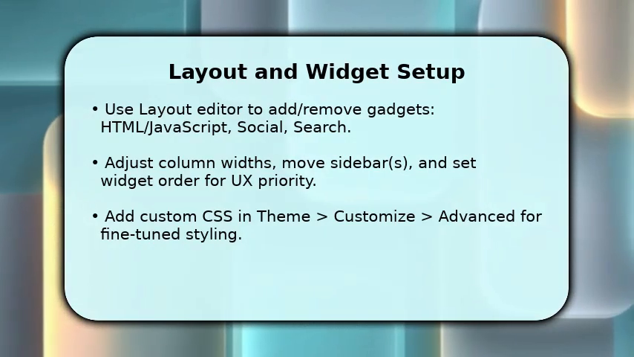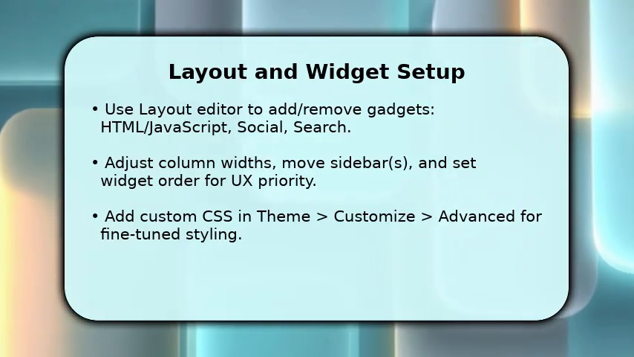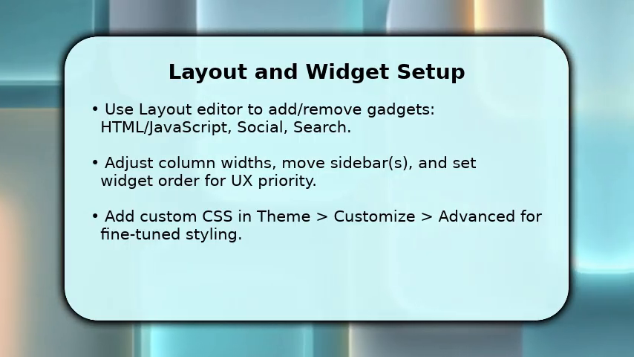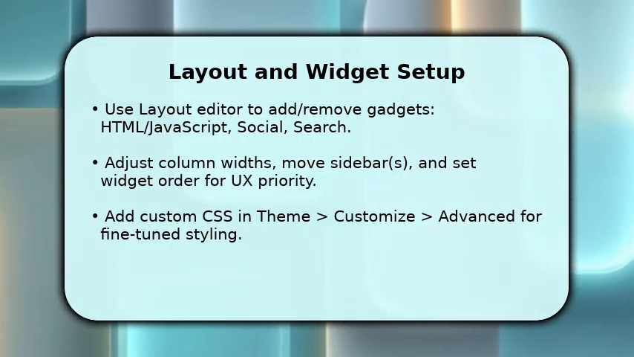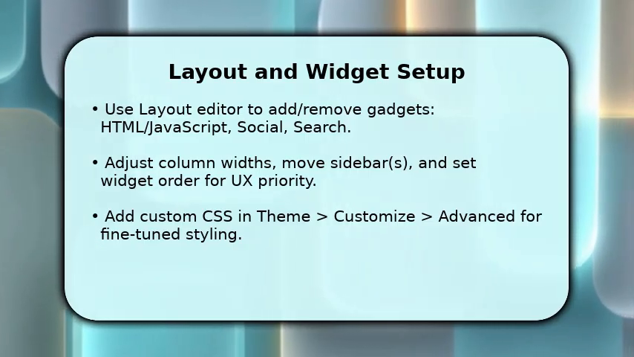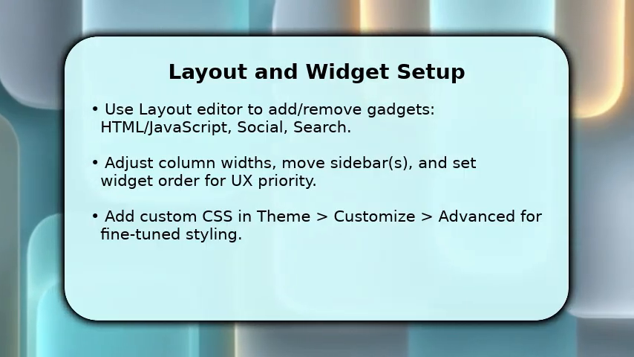Now focus on structure. Open the layout editor and add essential gadgets like search, social links, and an HTML/JavaScript widget for custom snippets. Move sidebar elements to reflect content priority. Place subscribe and popular posts near the top. Once widgets are placed, adjust column widths for balance.